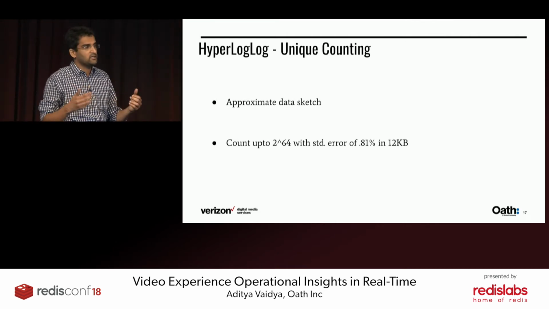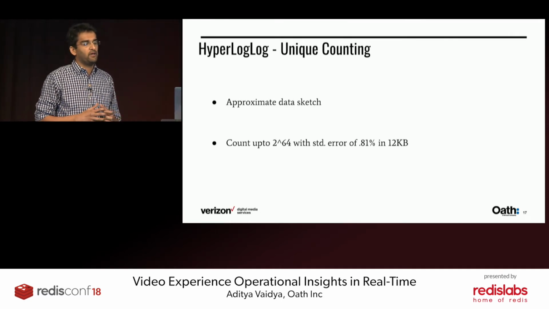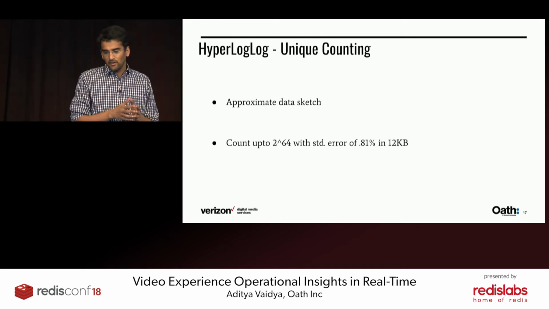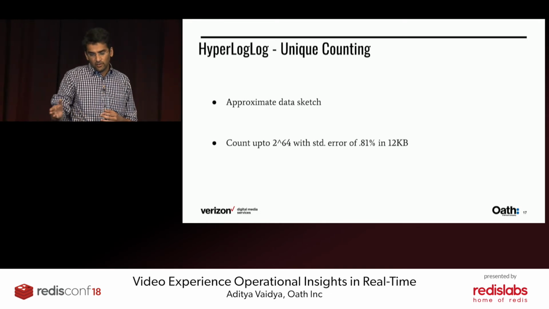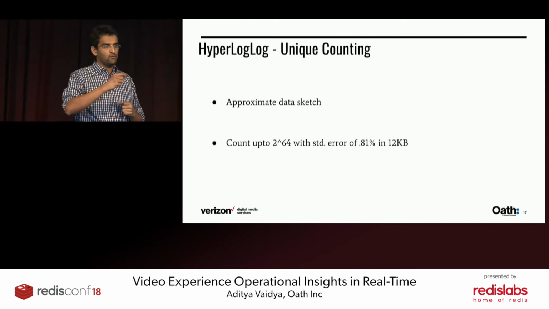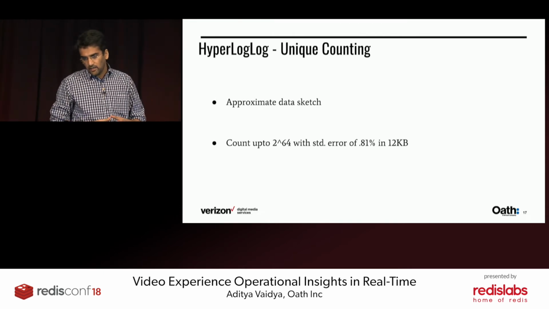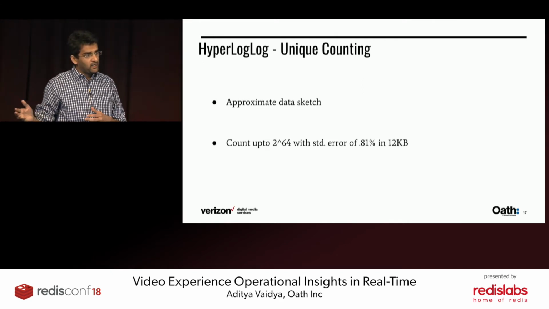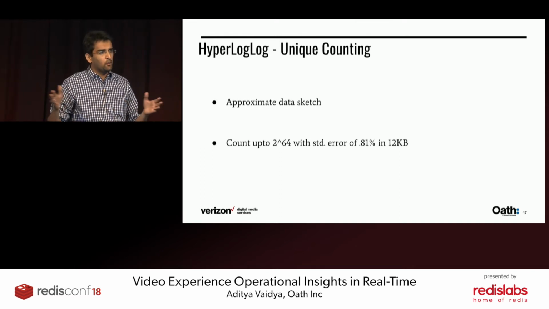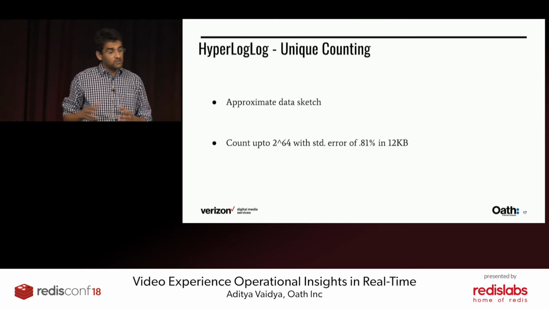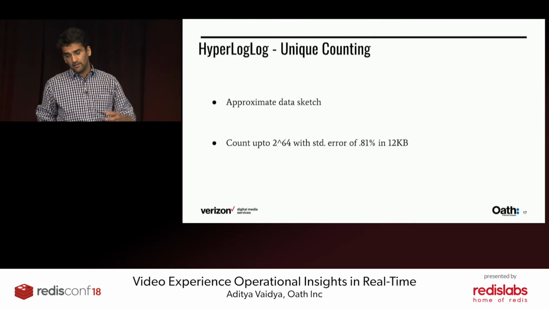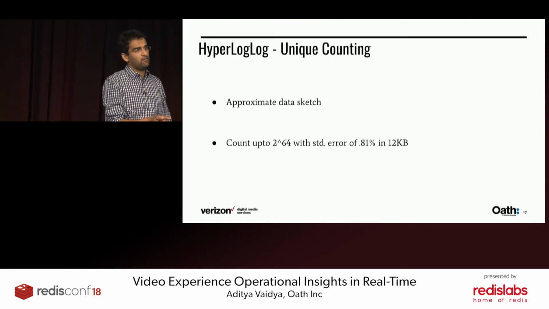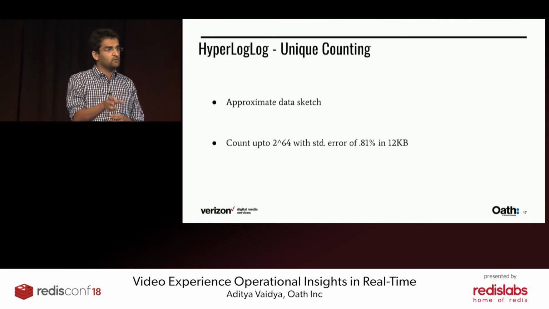So HyperLogLog belongs to a set of algorithms that give you an approximate answer using very limited memory and with a standard error. Redis HyperLogLog, for example, generates a 64-bit output, so you can count up to 2 raised to 64, which is a pretty big number, with a standard error of 0.81%, using just 12 kilobytes of memory, which is pretty small considering the amount of unique items that it can count. The crux of this algorithm is that it doesn't store the actual value. So in our case, it will not store the video session ID, say.